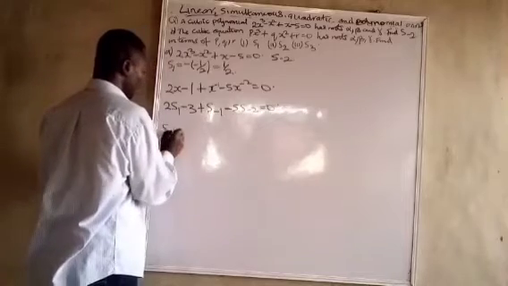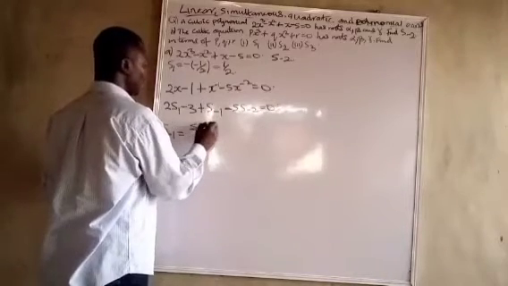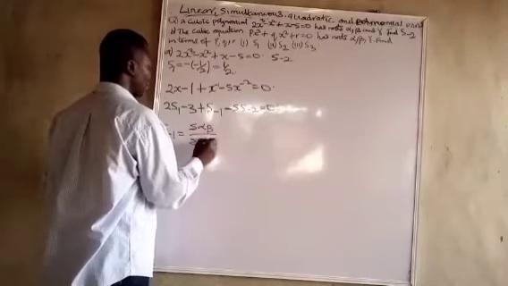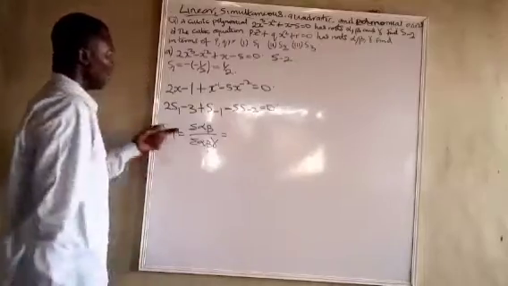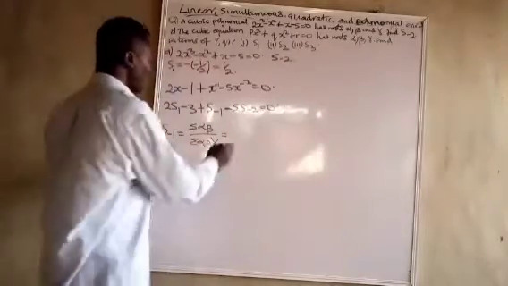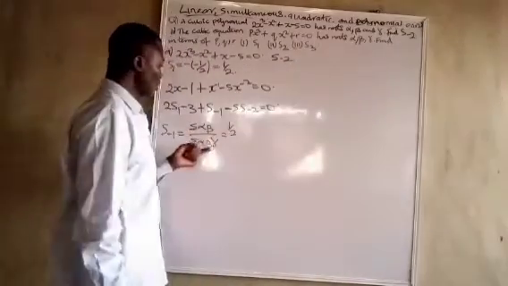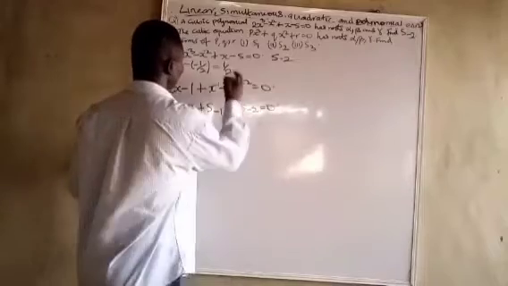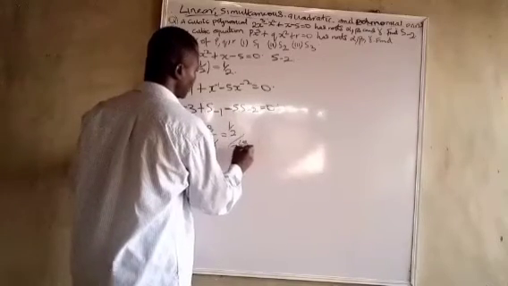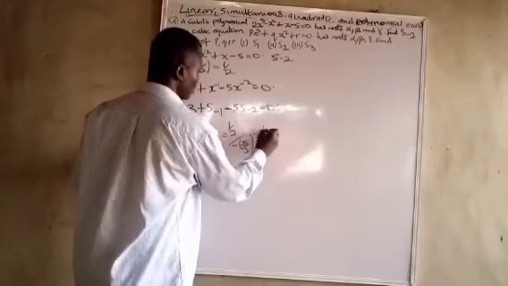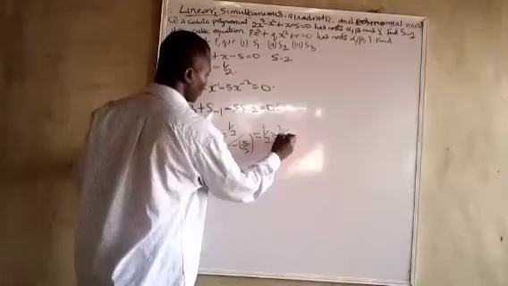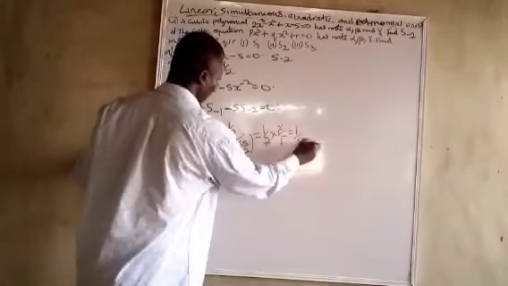That one is also very easy. It's summation alpha beta over summation alpha beta gamma. And what is summation alpha beta? That is 1 over 2. What is summation alpha beta gamma? That is 5 over 2. So we are going to have 1 over 2 times 2 over 5. So that is 1 over 5.